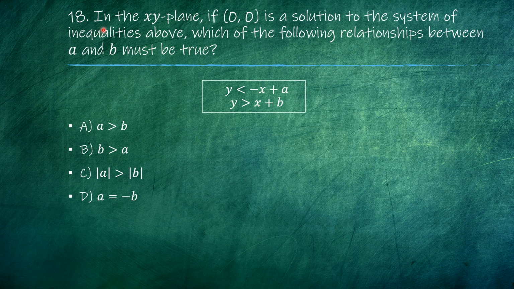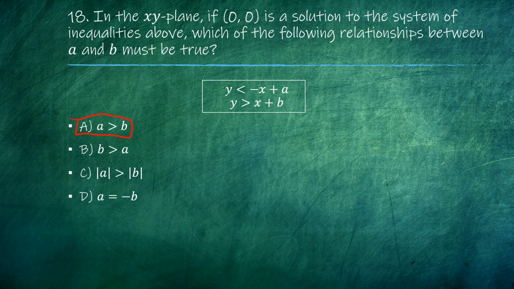Question 18. In the xy plane, if (0, 0) is a solution to the system of inequalities above, which of the following relationships between A and B must be true? Go ahead, pause this video and try to solve it. The answer is A.